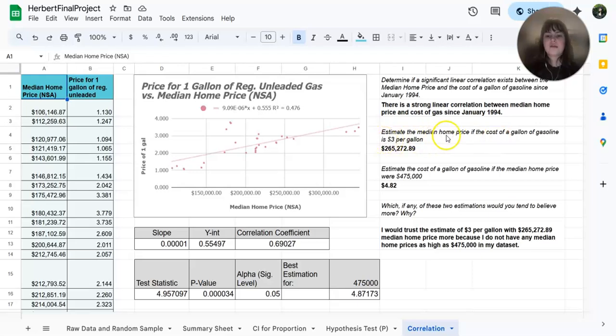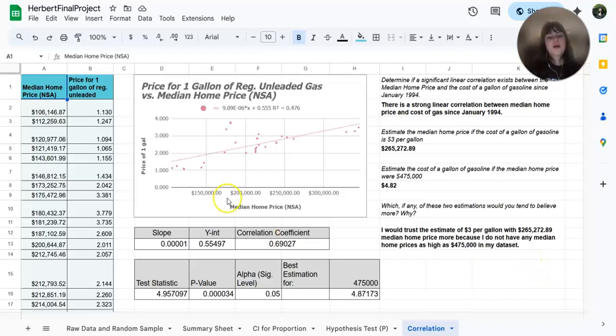I used the regression equation to do these next steps. The first was to estimate the median home price if the cost of a gallon of gasoline is $3 per gallon. And I got $265,272.89. And then I did the same process, substituting the median home price of $475,000 to get a value of $4.82. So between these two estimations, I would probably trust the estimate of $3 per gallon better.